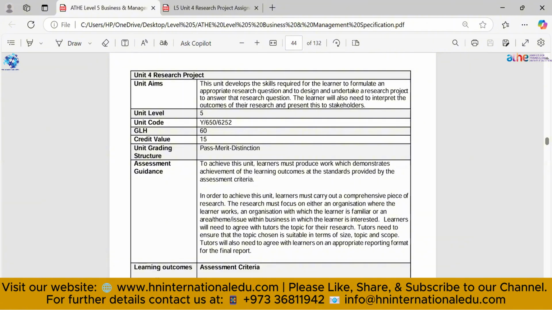Unit aims: this develops the skills required for the learner to formulate an appropriate question and to design and undertake a research project to answer the research question. Now, maybe these terminologies are quite new to you, the project, the question, hypothesis, and so on. But in the PPT, the PowerPoint presentation, I tried to explain each and everything so that when we go ahead, it's easy for us. Then it comes with the research and present this to stakeholders.